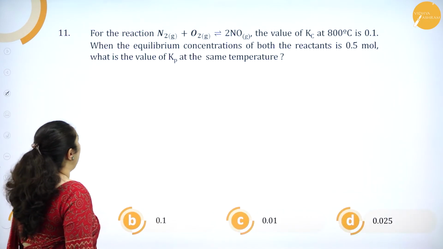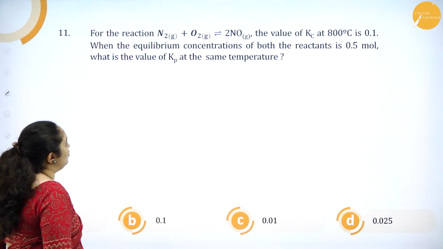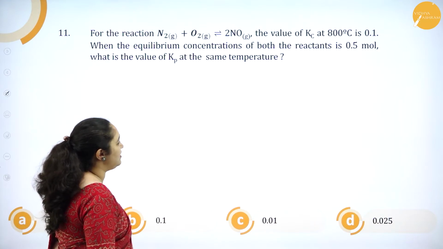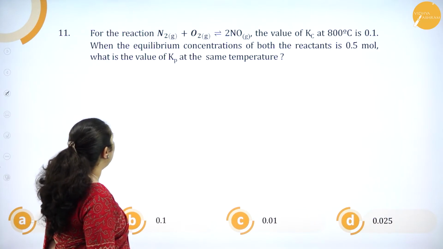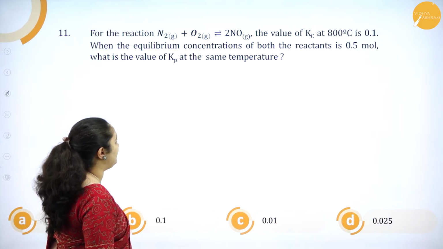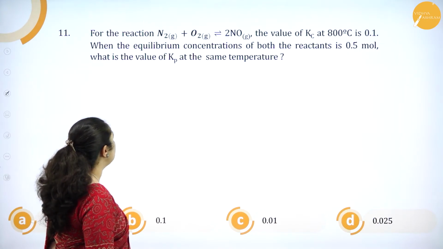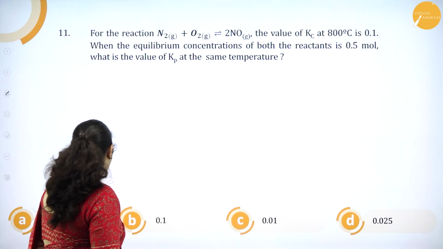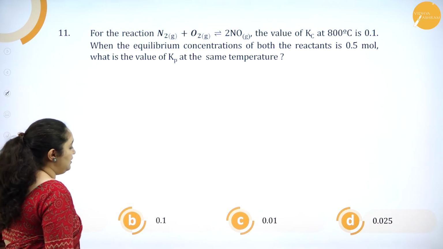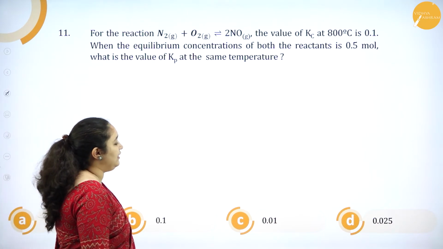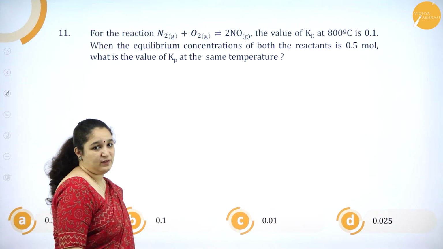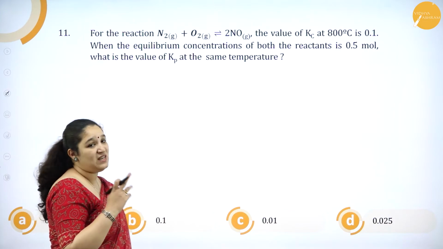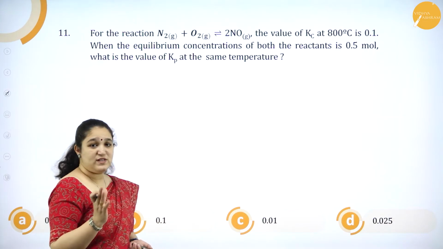Okay? Next one. For the reaction N2 plus O2 giving 2NO, the value of Kc at 800 degrees Celsius is 0.1. When the equilibrium concentration of both the reactants is 0.5 moles, what is the value of Kp at the same temperature? A 0.5, B 0.1, C 0.01, D 0.025. So we have to tell what will be the Kp value, but the Kc value is given. Okay. How do we solve this?